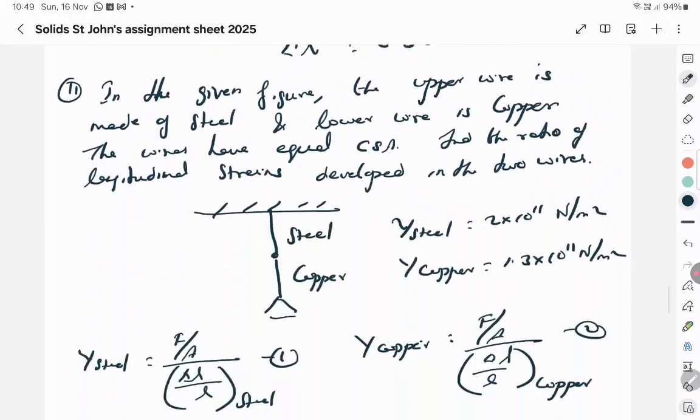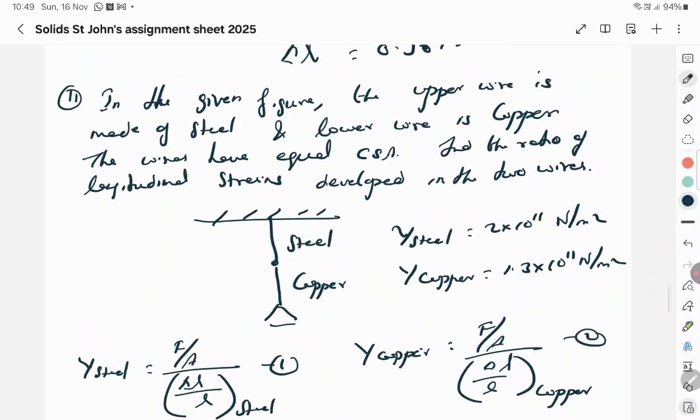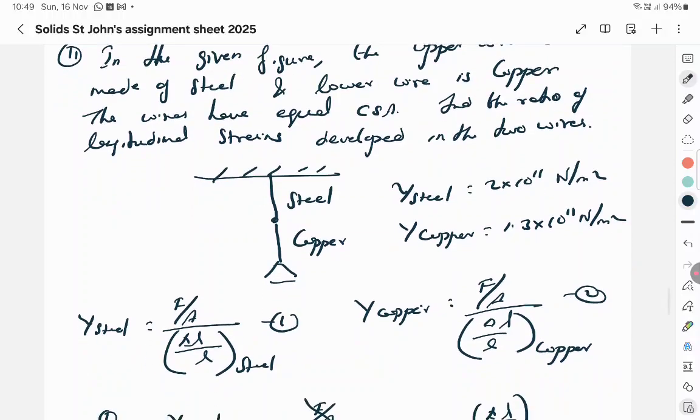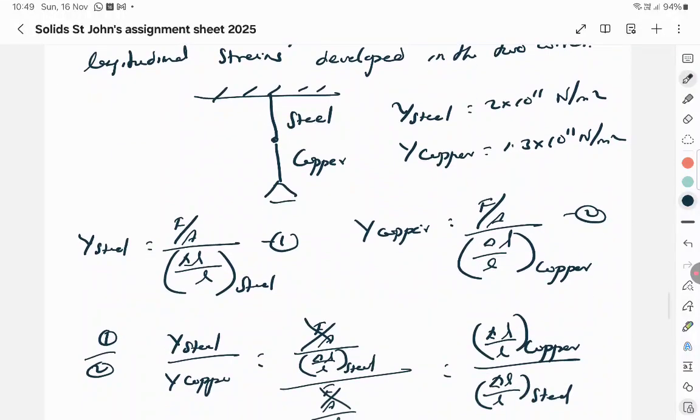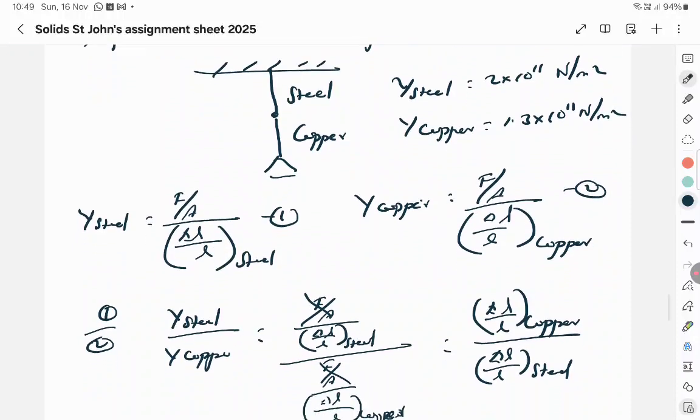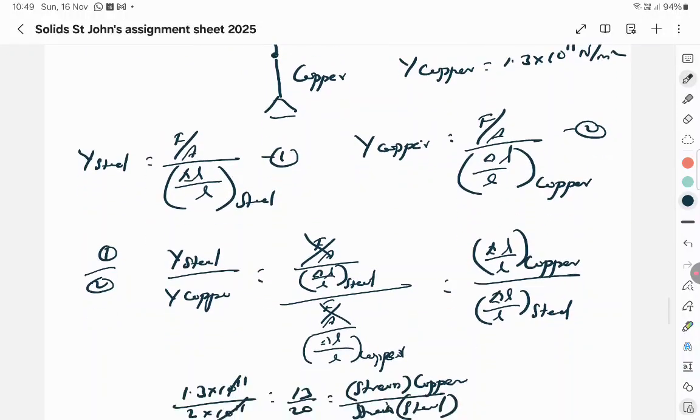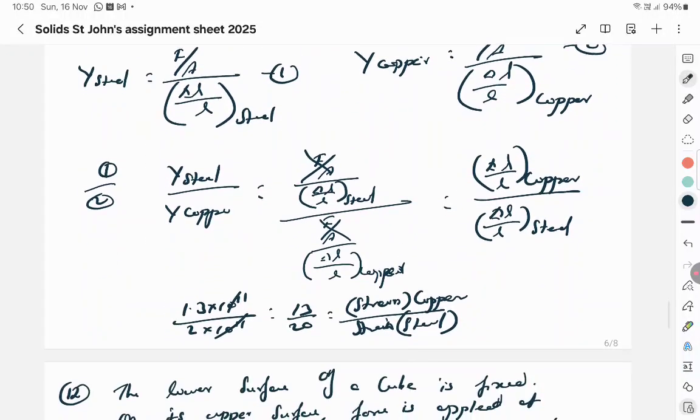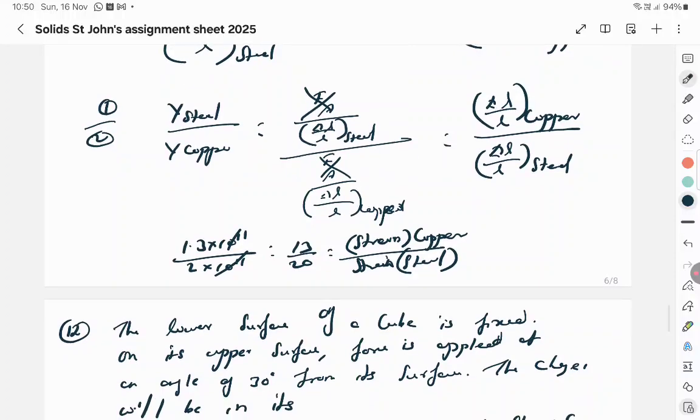So let's go to next sum. In the given figure, the upper wire is made up of steel, the lower wire is made up of copper. The wires have equal cross section area. Find the ratio of longitudinal strain developed in the two wires. Young's modulus of the wires have been given. Longitudinal strain is delta L by L for steel and delta L by L for copper. Just divide it. Knowing the value of Young's modulus, you can directly answer.